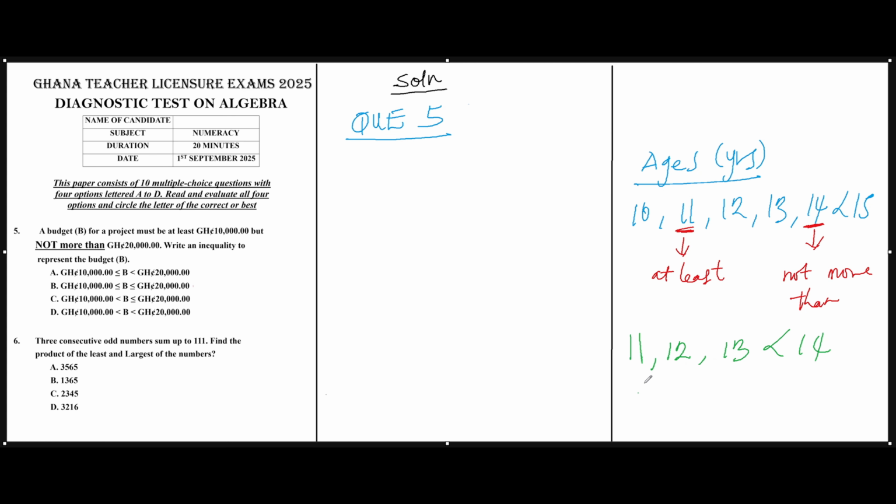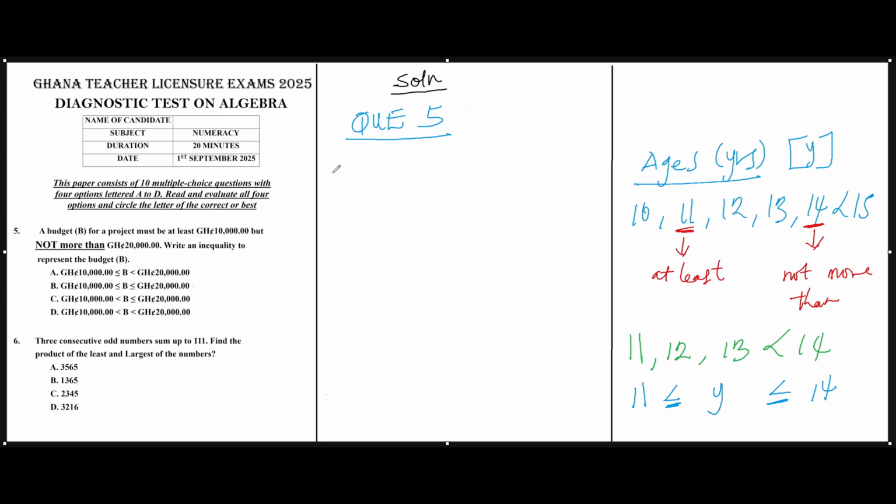You could see that the reference ages here was 11 and then 14. So let's say we are representing their age with the variable y. So meaning that their age must be in the middle. Remember, we selected 11 years. We also selected 14 years. So let's apply the same concept to solve question 5.